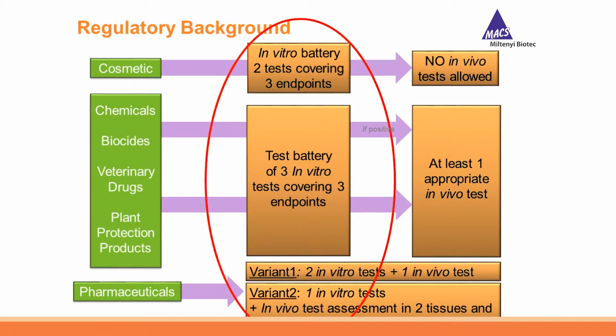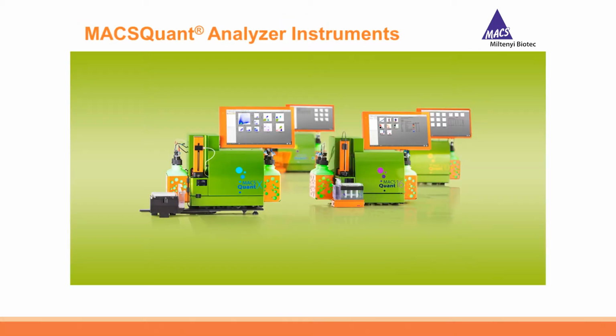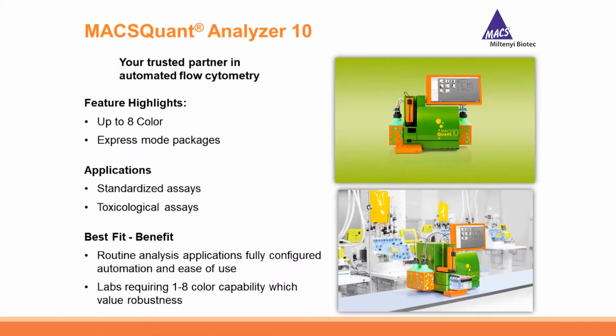In most of these cases, the choice of the right in vitro testing is crucial. Several OECD-approved flow cytometric-based tests can simplify your workflow and make the difference. Our MACSQuant analyzers bring the best qualification for high-throughput genotoxicity assays. For reliable and automated data acquisition, the MACSQuant Analyzer 10 is your trusted partner. With its up to 8 colors and the ability of our Express Mode packages, this very small-sized analyzer is more than capable of standardized and toxicological assays.